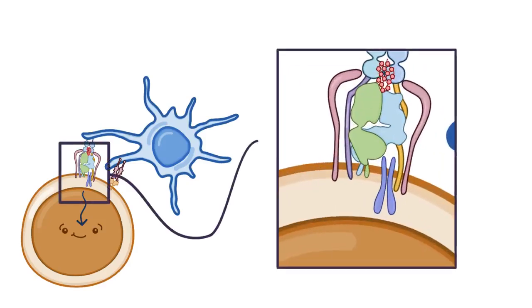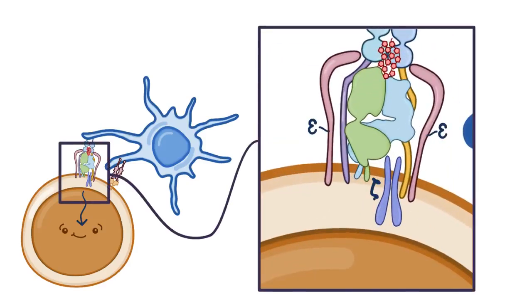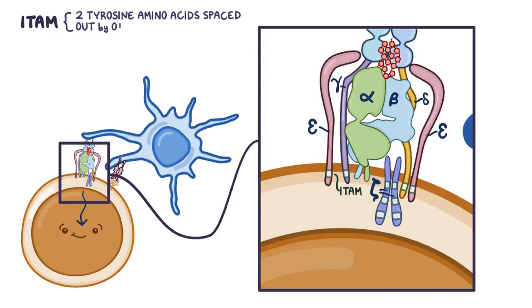In all, as we mentioned, there are 2 epsilon chains and 2 zeta chains, and 1 each of the alpha, beta, gamma, and delta chain. All of these, except for the alpha and beta chains, have at least one immune receptor tyrosine-based activation motif, or ITAM for short. The ITAM is a part of the peptide chain that includes 2 tyrosine amino acids perfectly spaced out by other amino acids between them.